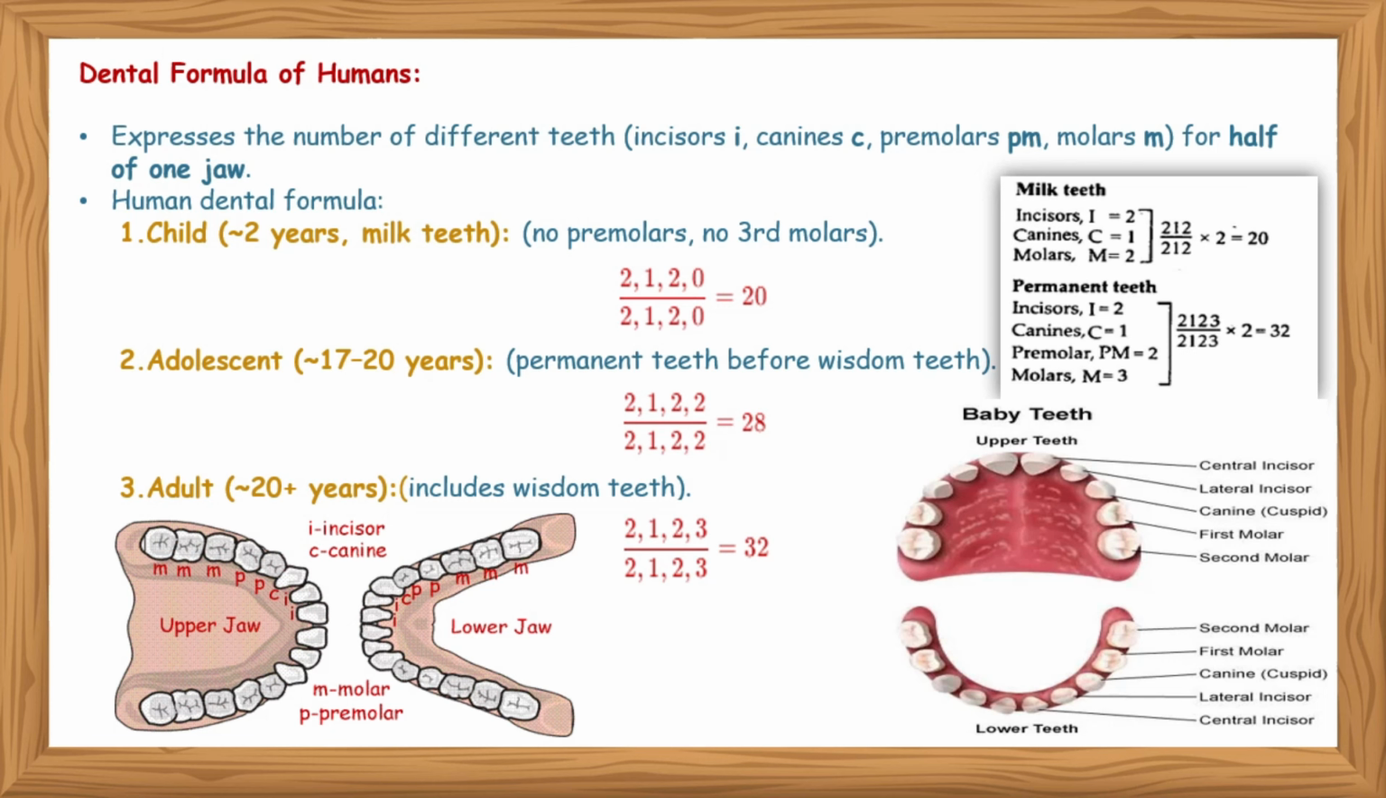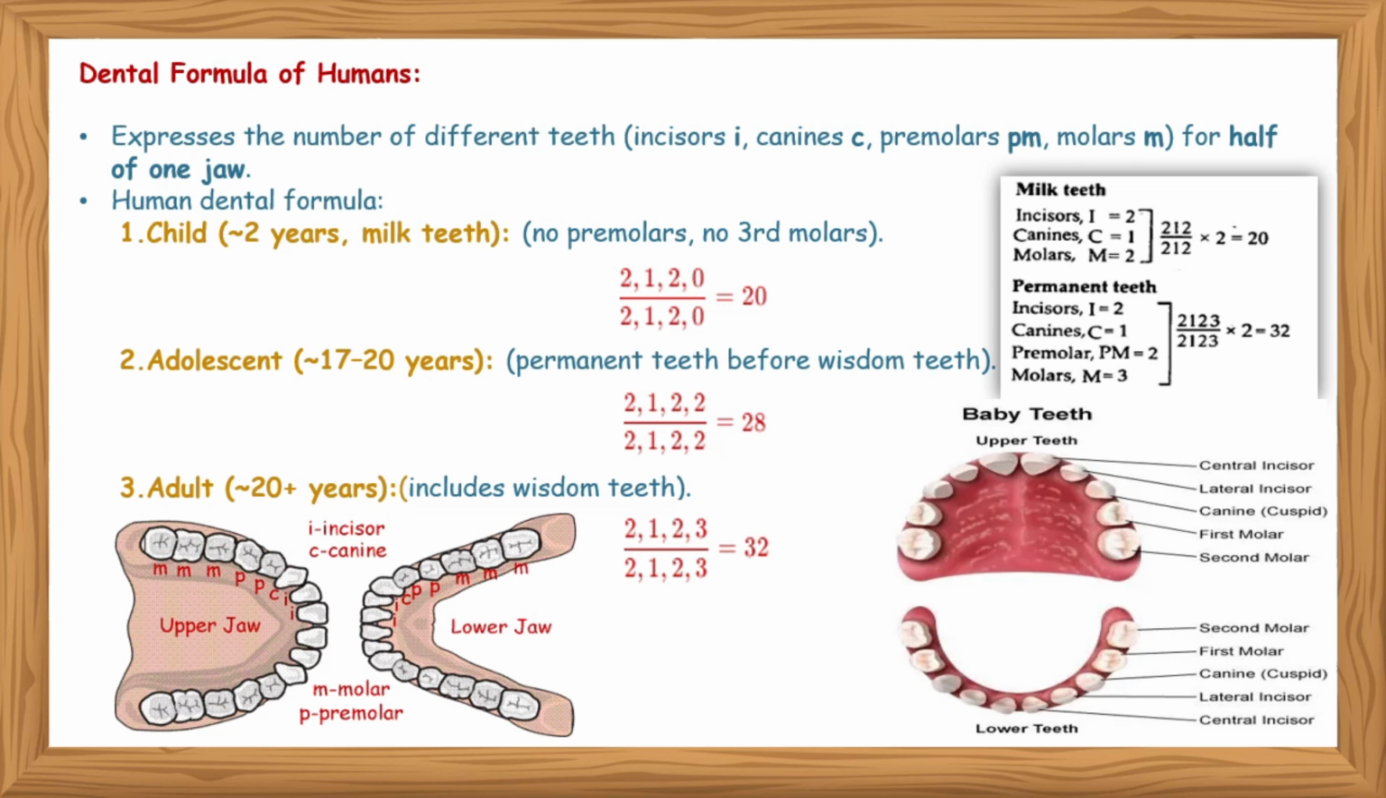For half of one jaw. In the case of children, approximately 2 years, there are no milk teeth, no premolars, no third molars, so they have 2120 in each jaw. In each half of each jaw, 2120, that means a total of 20 teeth.